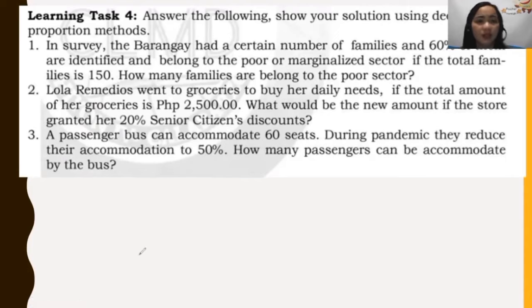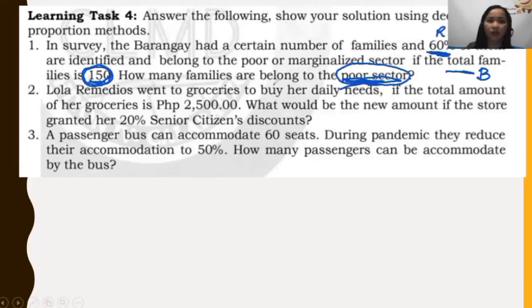So sabi dito, ang tinatanong, how many families belong to the poor sector? Ito lang yung tinatanong, yung mga pamilya na bilang dito sa sector na to. But we have here the total. Pag sinabi nating total, that represents the base. The total number of families is 150. So this represents ng kabuuang bilang. And ang hinahanap ay 60% of the total that belongs to the poor sector. This is our rate. Ang hinahanap lang natin ay yung mga family na nabibilang sa poor sector.